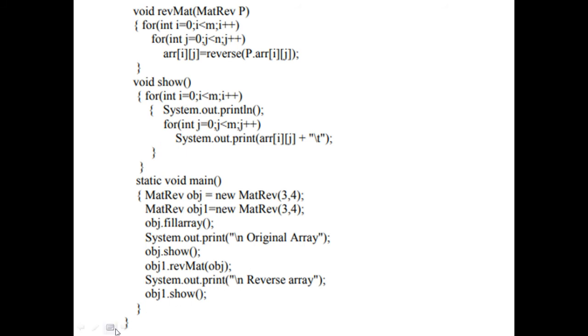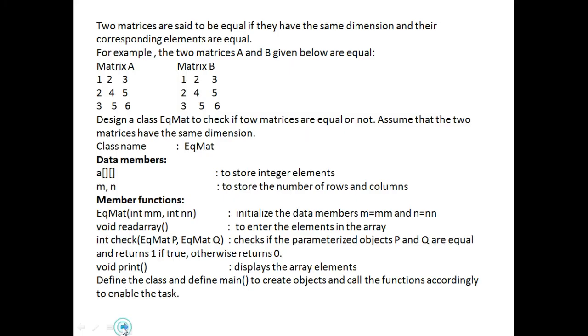So children, now let us move to another question. See here again, two matrices are said to be equal if they have the same dimension and their corresponding elements are equal. See, matrix A and matrix B are the same because the number of elements is the same, rows same, columns same, elements same. Okay, so some data members are given, like the class name, that is eqmat.